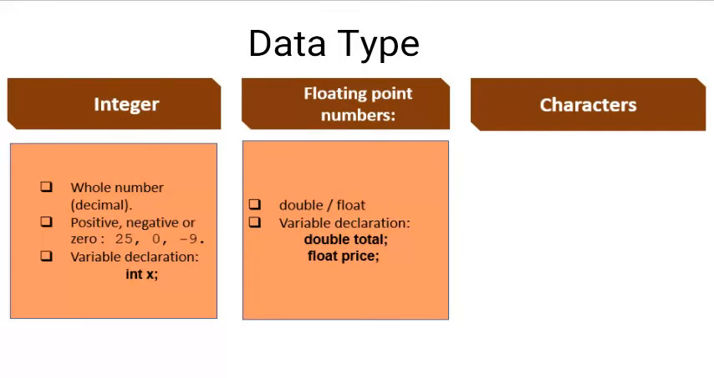Floating point numbers consist of type double and float. For example, we can declare a variable with floating point number as double total or float price.